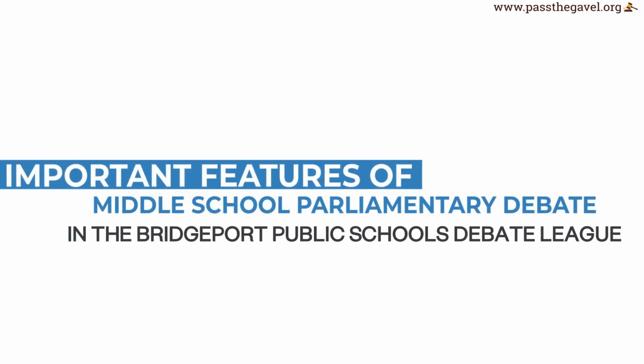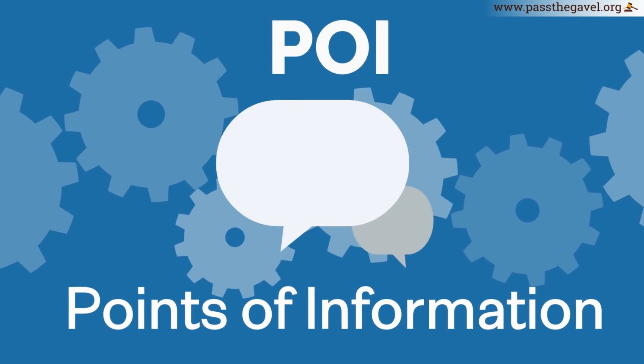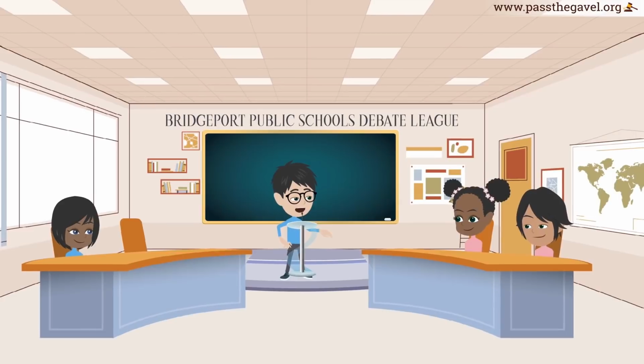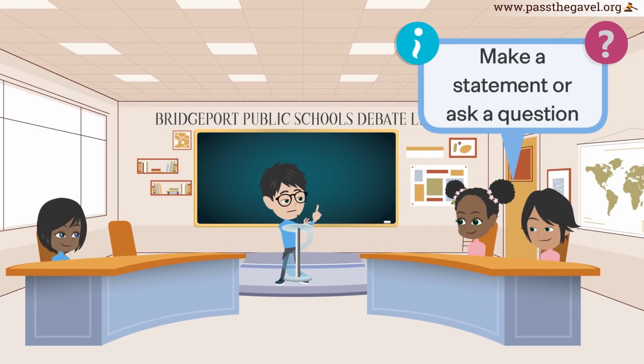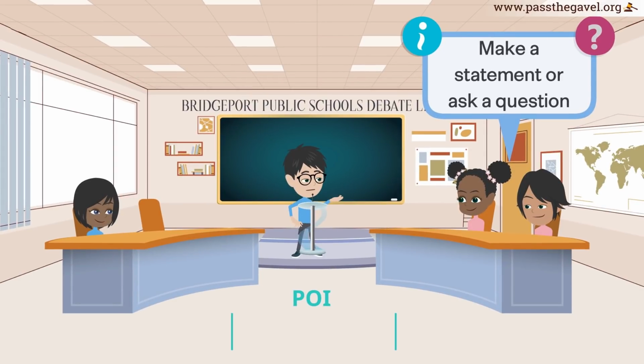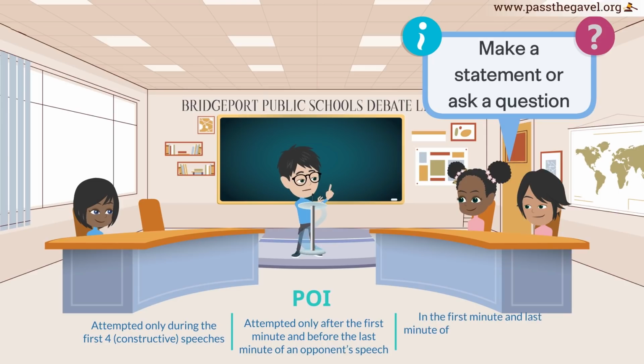Now, there are 2 other important features of middle school parliamentary debate: points of information, or POI. A POI is a request made by a member of the non-speaking team to the speaker to yield time to make a statement or ask a question. POIs may be attempted only during the first 4 constructive speeches of a debate. POIs may be attempted only after the first minute and before the last minute of an opponent's speech. The first minute and last minute of constructive speeches are referred to as protected time, and no POIs are allowed.